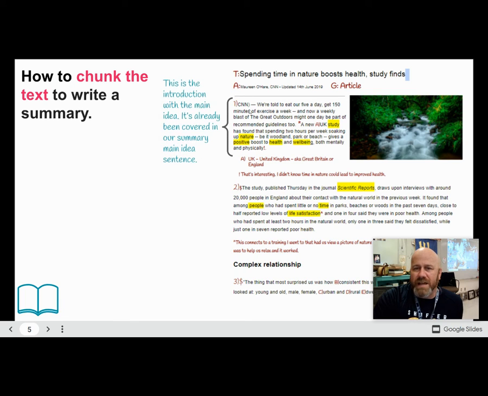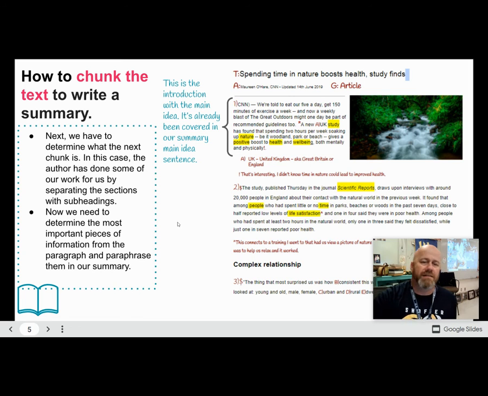Okay, so here we've got a section here. And this person said that this is the introduction with the main idea. It's already been covered in our summary main idea sentence. Okay, so you don't have to do anything with that first chunk because you've already covered it in your main idea. All right, so what's next?